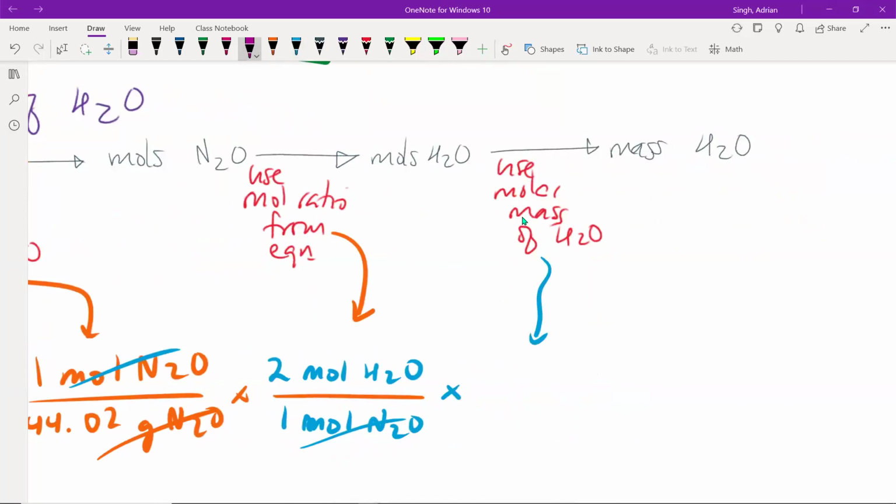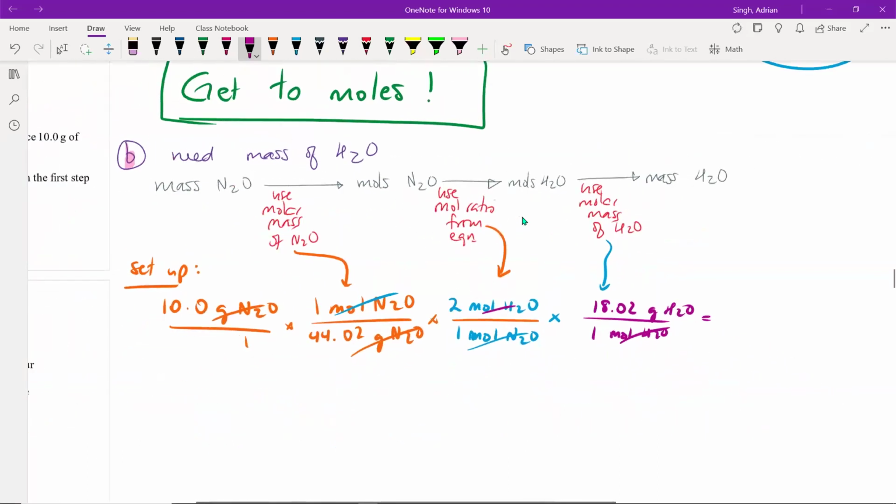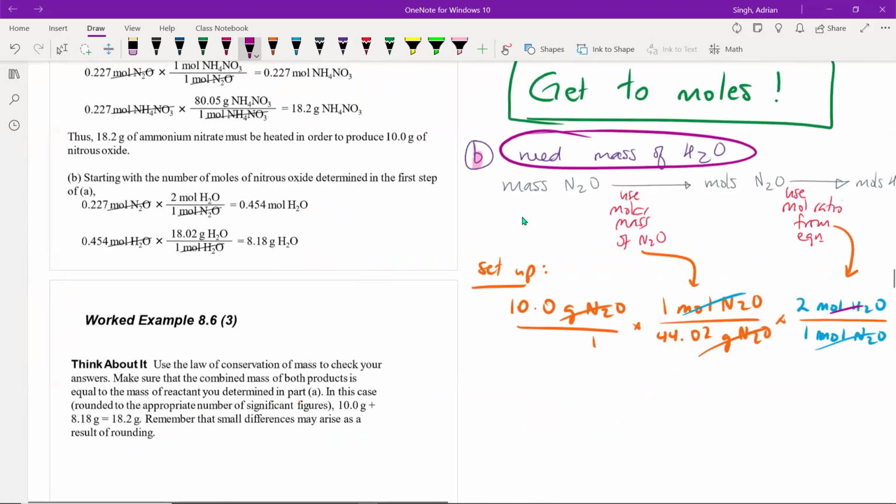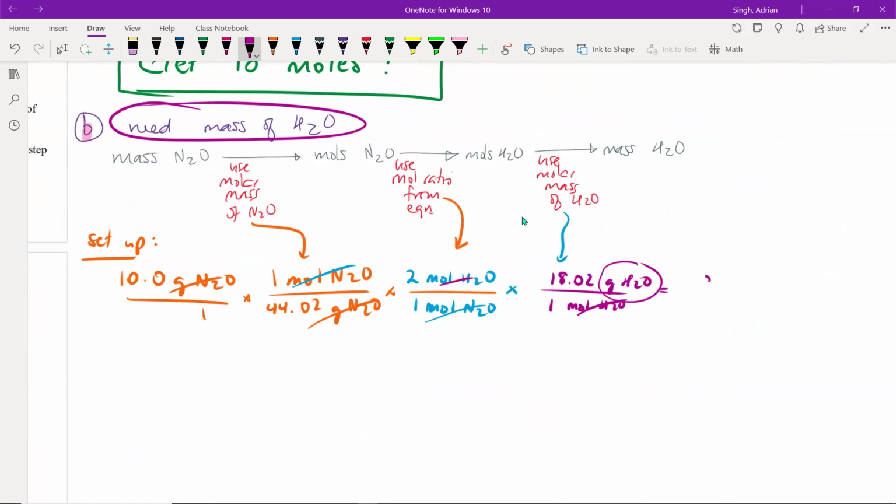Our last step is to use the molar mass of H2O, which we can find. 1 mole of water has 1 oxygen and 2 hydrogens, so oxygen 16, hydrogen 1, so that's 18.02 grams of H2O. Moles go away, and now the only unit I'm left with in my entire setup, since grams of N2O, moles of N2O, and moles of H2O go away, is grams of water, and that's what I needed to find, right? I need the mass of the H2O. Use your calculator, and what we'll find is that equals 8.18 grams of H2O that's produced.